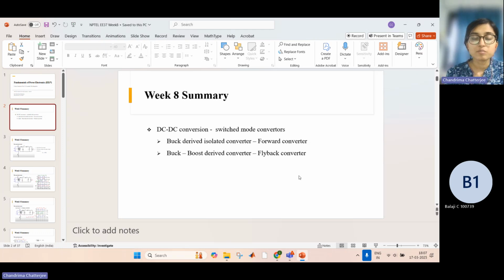They are the most basic topologies for a DC-DC converter, and all the other DC-DC converters are basically derived from these three converters. Those converters that we discussed were non-isolated converters, meaning there was no isolation between the input side and the output side. But today we shall discuss some converters which are isolated. There will be physical, galvanic isolation between the input side and the output side.